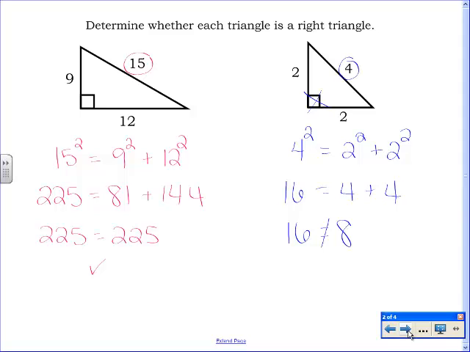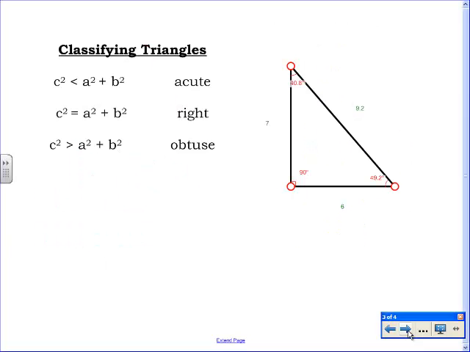Bummer, right? But wait, it isn't a total loss. We can still use this information to classify the triangle. We just need a few extra guidelines. In our example, the sum of the squares of the side lengths was less than the longest side squared. What kind of triangle is formed when I lengthen the hypotenuse? Hopefully, you recognize that as an obtuse triangle.